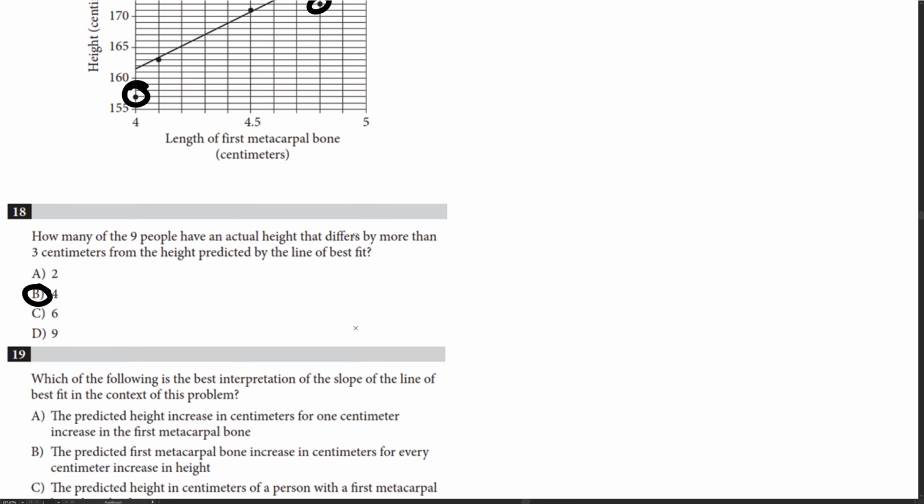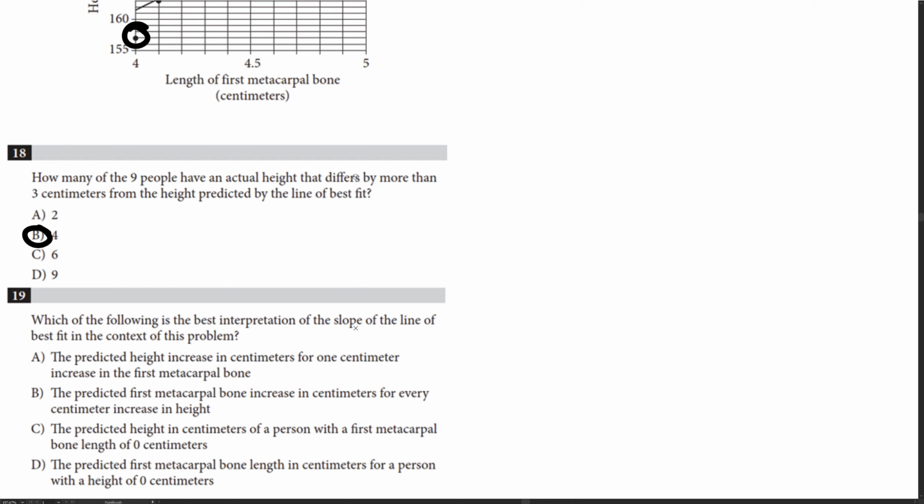Which of the following is the best interpretation of the slope of the line of best fit in the context of this problem? So in this case, what we need to do is just read the answer choices and see what fits into the axes of the graph. So let's see. The predicted height in centimeters of a person with a first metacarpal bone length of 0 centimeters. So C and D both mention 0 centimeters, and that's just going to be the y-intercept. That's not going to be the slope. So when x is 0, that is going to be the y value. So C and D are wrong.